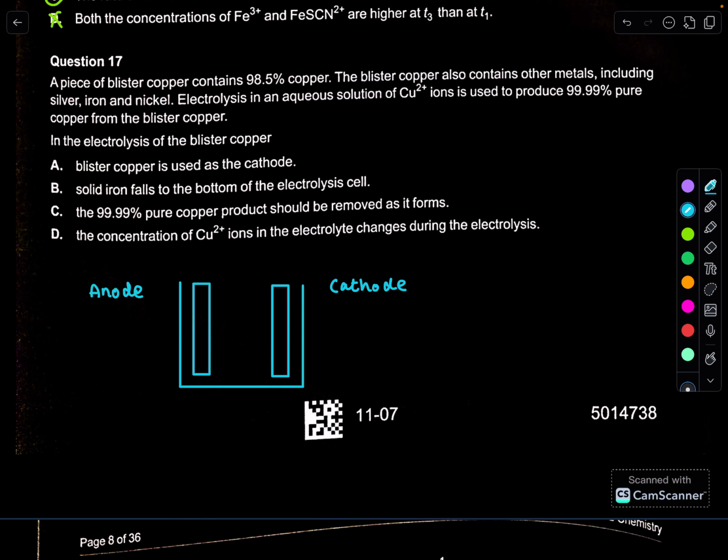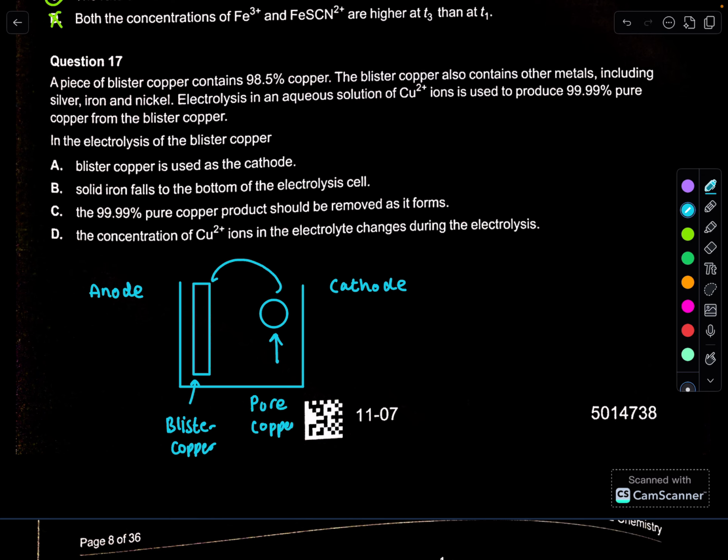Now, think of it like electroplating. We know that the cathode is the one that gets electroplated. So imagine this is a circle. And this is the copper, this has to be the blister copper, because that's where we're taking the resources from, not to electroplate in this question, but to form pure copper. So this becomes pure copper here, by the way. That's pure copper.